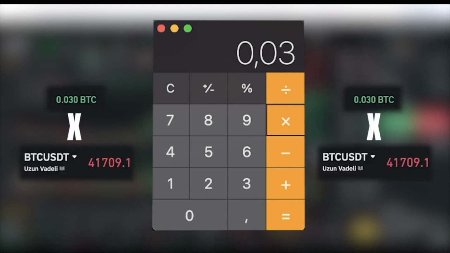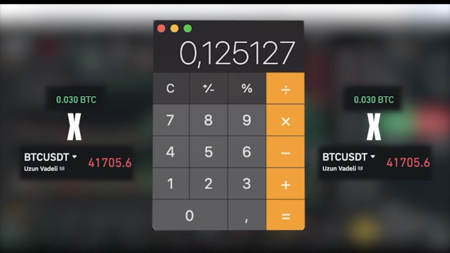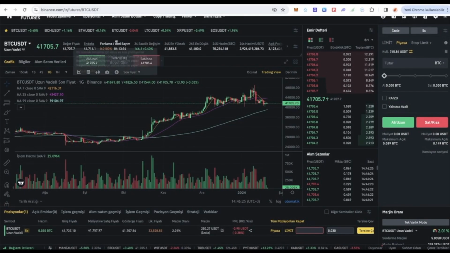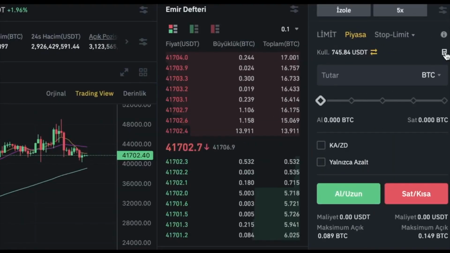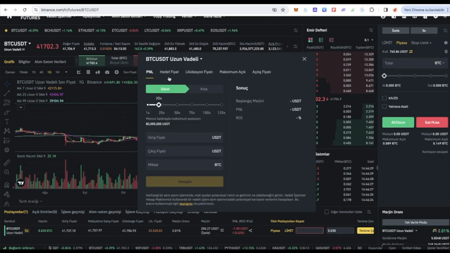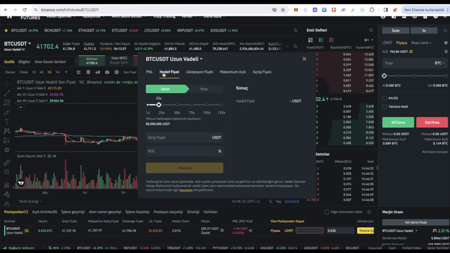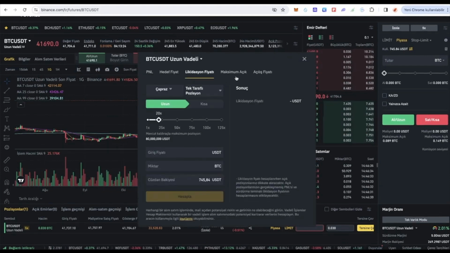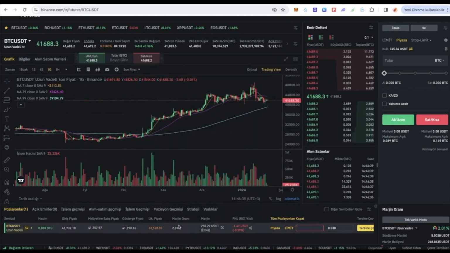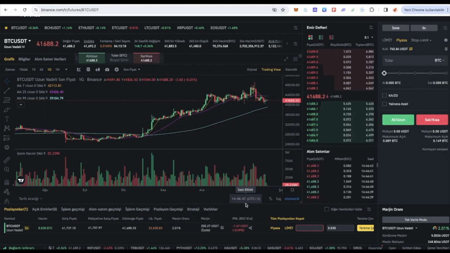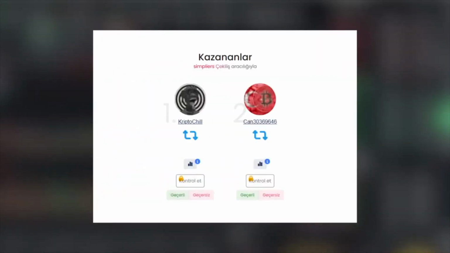So let's look at how it is calculated. This is how it is calculated, friends. The size of my position is 0.03 Bitcoins times the current price of Bitcoin, 41,709, times 0.01 divided by 100. Now every 8 hours, I'm going to pay a funding fee of $0.12. That's what the funding fee means. Look, it has its own calculator here. From this calculator, you can calculate your P&L, your target price, and your liquidation price. If you dig a little bit, you will see that it is nice and practical.